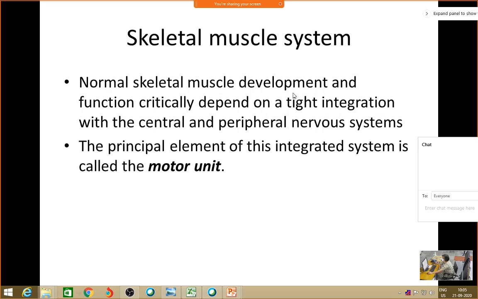So the normal skeletal muscle development and function critically depend on a tight integration with the central and the peripheral nervous systems. So this principal element of this integrated system is called the motor unit.